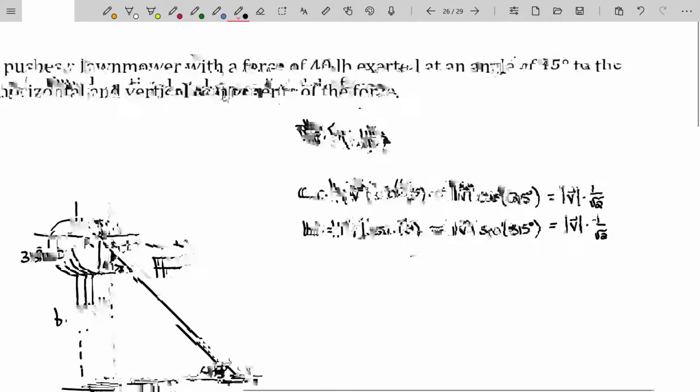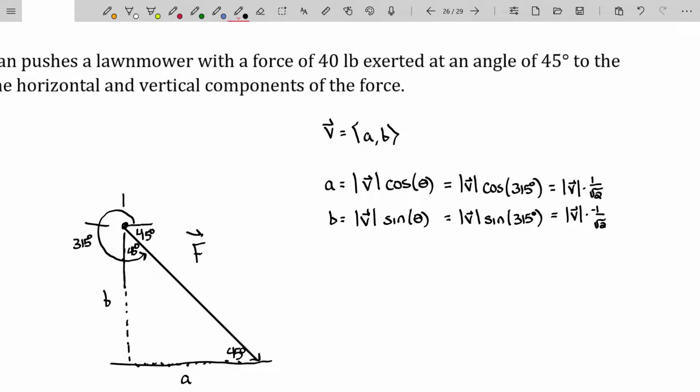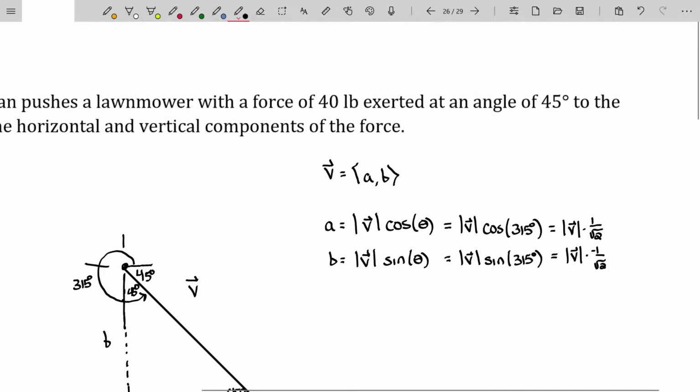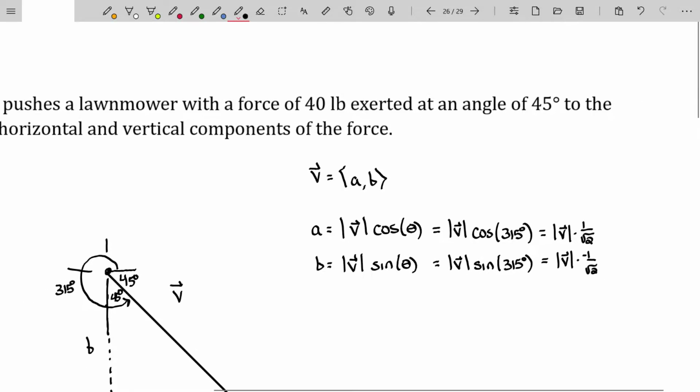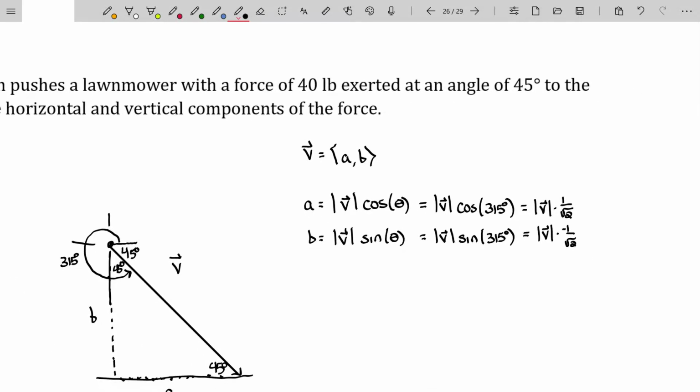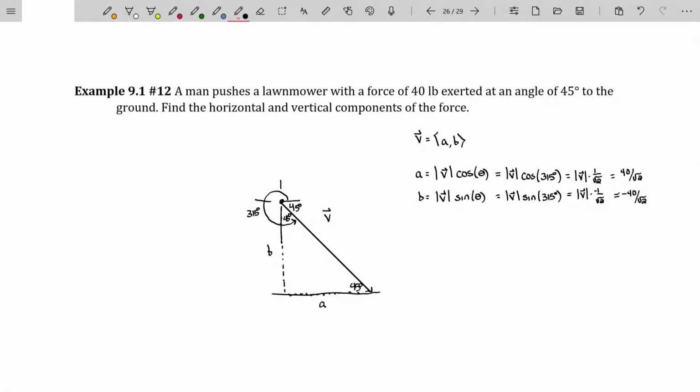And finally, the magnitude of our vector. I called it v this entire time, so I'll call this v as well. So I already have that little arrow over it. And we are told the magnitude of that force vector was 40 pounds. So that'll be 40 over root 2 for the horizontal component, and a negative 40 over root 2 for the vertical component. So those are the horizontal and vertical components of the force.